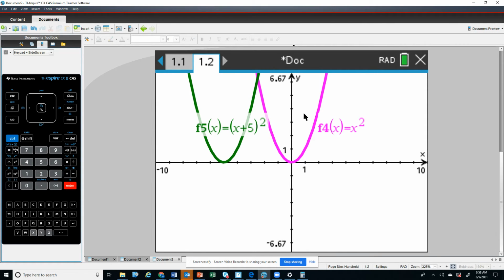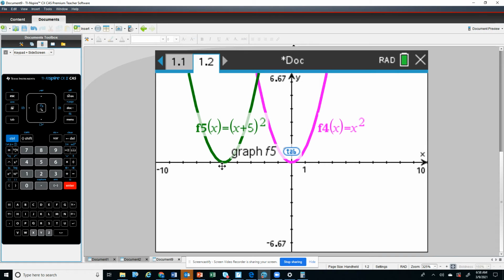Okay, now you can see that the graph is x plus 5, so the graph shifted to the left. All right, so now let's look at the vertex for the new graph. What do you think the new vertex is? Yes, it is -5, 0.